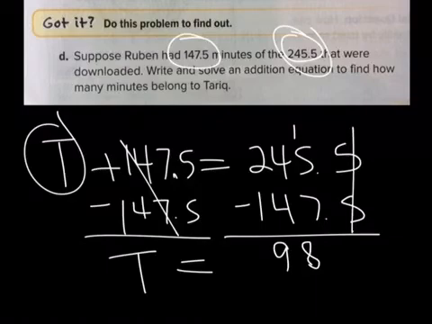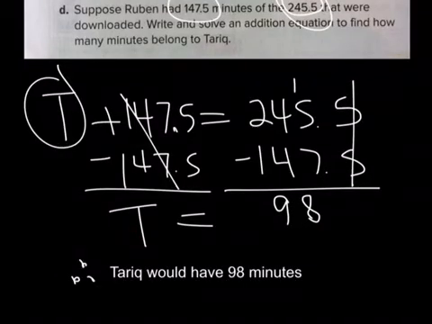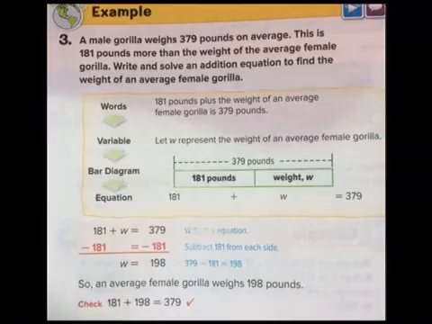So there we go. So here we have 98. So t equals 98. Because it's a question with words, it must be answered with words. Therefore, Tariq would have 98 minutes. And finally, example 3. Please take a look through example 3 carefully on your own.